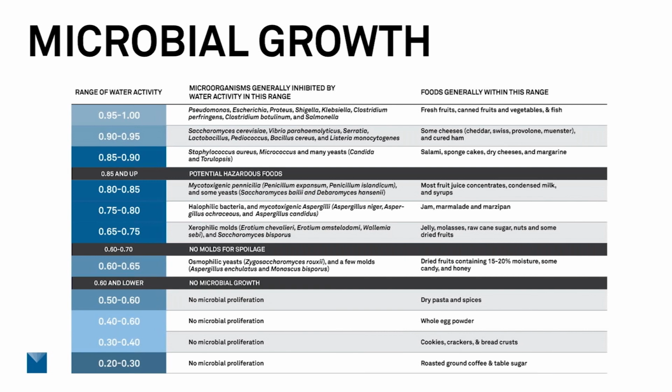If you are able to use this information, then you can produce products that will not be potentially hazardous if you have something above 0.85, or from 0.6 to 0.7, we know that no mold can grow for spoiling.